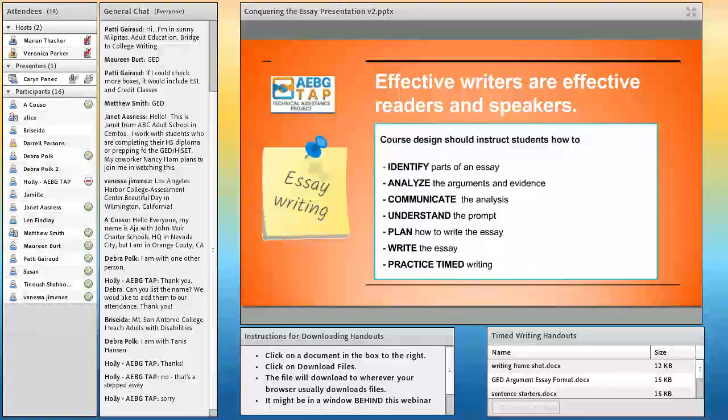And so then when they get to the time to write, they'll need to understand what the prompt is. They need to be able to plan how to write and organize their essay, then actually have time to draft that essay and really be able to deal with the timed aspect, the fact that all of this needs to be done within 45 minutes. So we have a tall order to get our students all the way to that goal of being able to do all these things within a 45-minute time span.